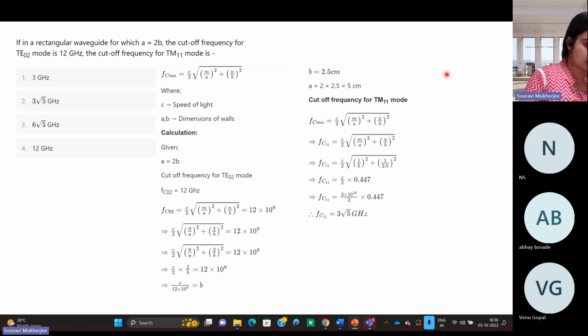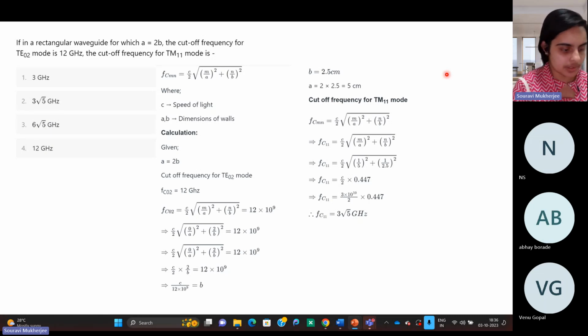I saw someone typing something, but okay, you can even unmute and tell if you have some doubt. You don't have to just type. Okay, so right. So now this is a general question.